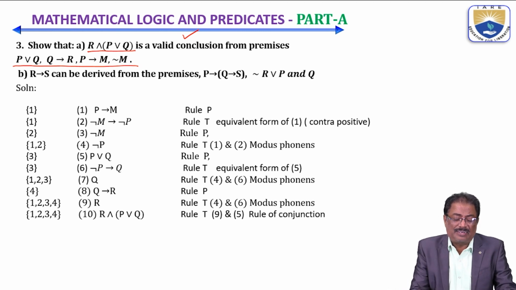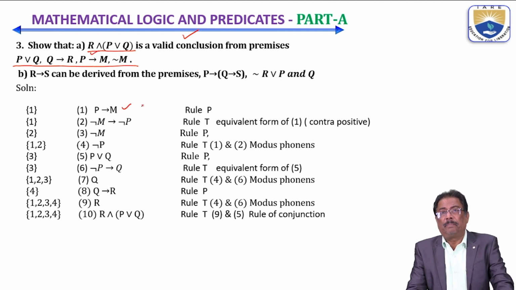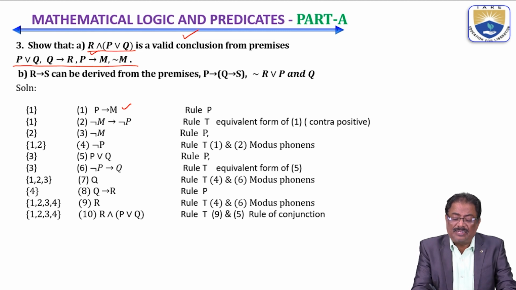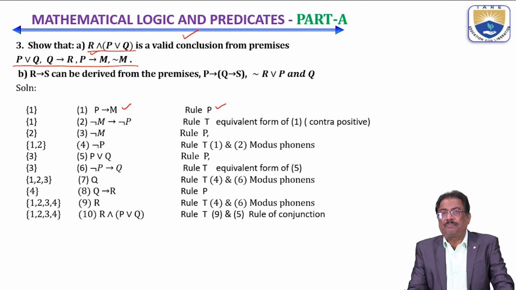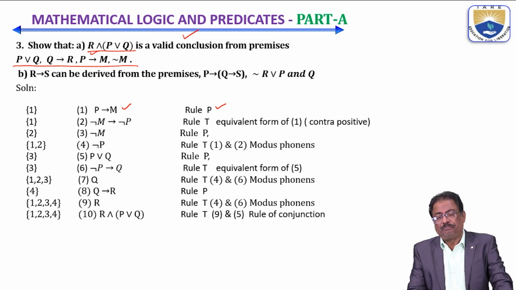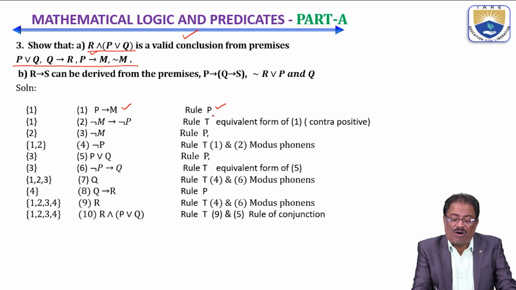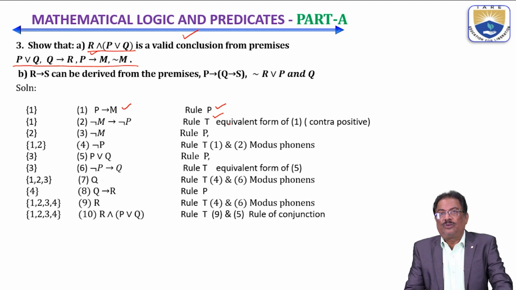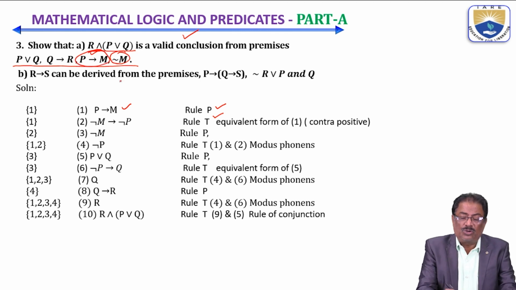So for that, let us concentrate on the first. This is if P then M. So we are going to consider this as the given premise. So we took the first premise as P to Q, P to M. Then we are going to write the same thing in the equivalent form, that is nothing but the contrapositive. So negation of M, then negation of P. So both are equivalent, so we are going to take it like that. And next we are going to consider another premise, negation of M.